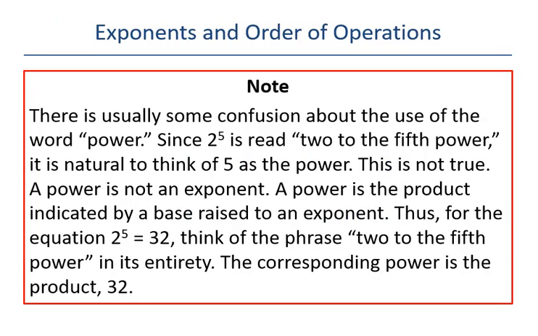Okay, note, there is usually some confusion about the use of the word power. Since 2 to the 5th is read 2 to the 5th power, it is natural to think of 5 as the power. This is not true. A power is not an exponent. A power is the product indicated by a base raised to an exponent. Thus, for the equation 2 to the 5th power equals 32, think of the phrase 2 to the 5th power in its entirety. The corresponding power is the product, 32, okay?